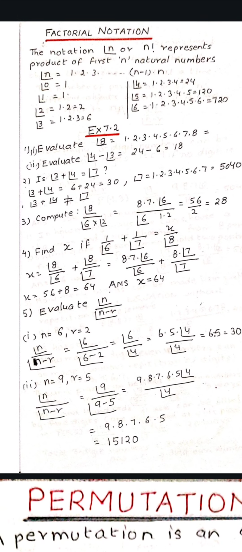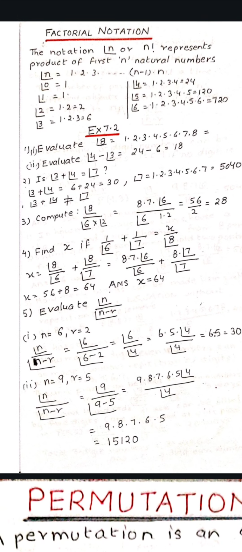Now factorial 8 upon factorial 6 can be written as 8 into 7 into 6 factorial, where 6 factorial gets cancelled, and factorial 8 upon factorial 7 can be written as 8 into factorial 7 upon factorial 7, where factorial 7 gets cancelled. We get 8 sevens are 56 plus 8. The value of x is 64.